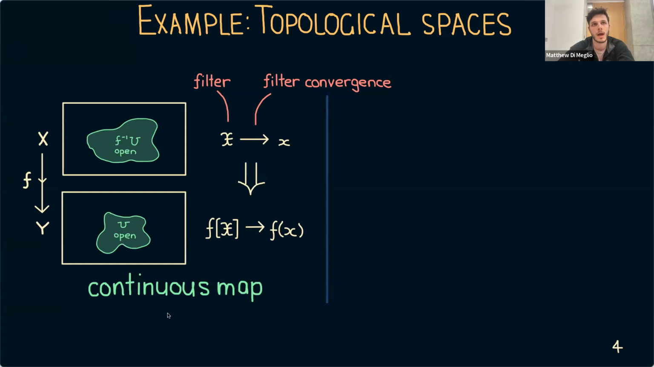And so a continuous map can be equivalently characterized as one for which whenever you have a filter on X that converges to a point little x, then the direct image of that filter converges to the image of that point. This should look similar to, for instance, a functor between categories. It has that kind of flavor.